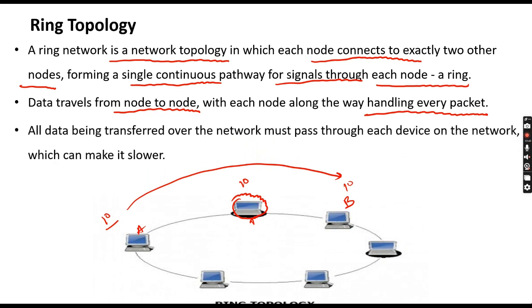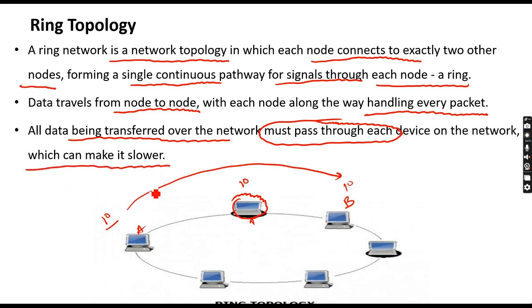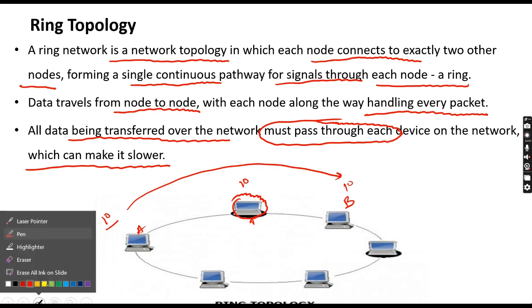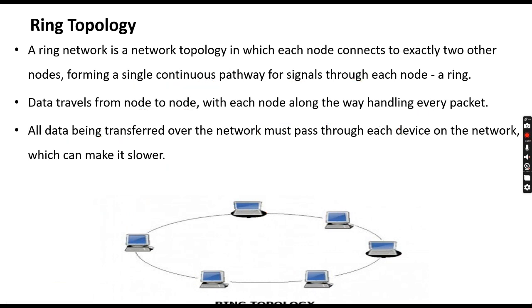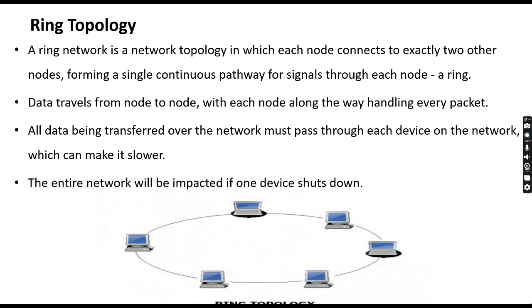This is also very important. All data being transferred over the network must pass through each device in the path, and that can make your network slower. That's very important to remember. If each and every packet is being handled by transit devices, that can cause delay in your network.